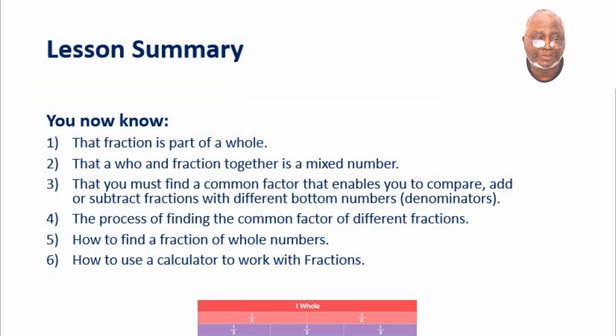And finally, what have we learned? You now know that fractions is part of a whole. You know that a whole number and fraction together is a mixed number. You know that you must find a common factor, which means to convert to equivalent fraction, that enables you to compare fractions. You know that equivalent fractions also enable you to add or subtract fractions with different bottom numbers that we call denominators.